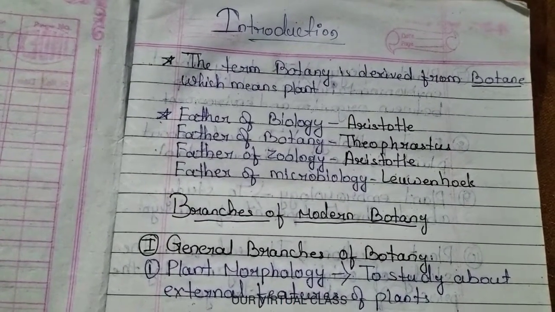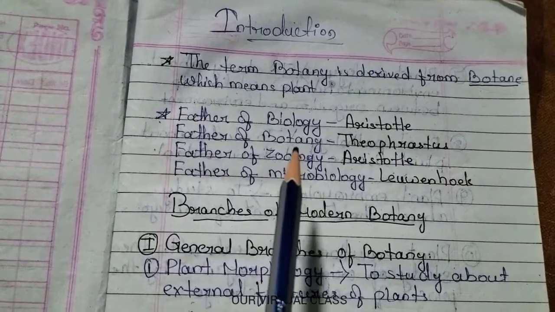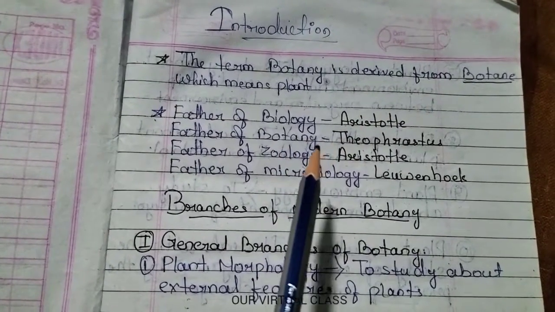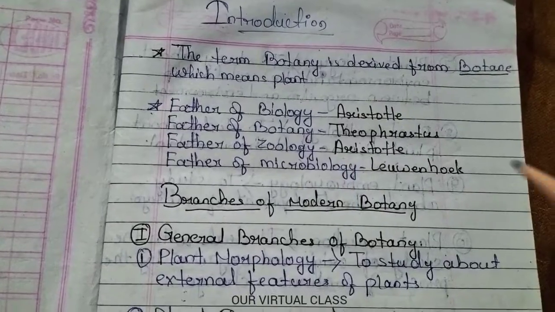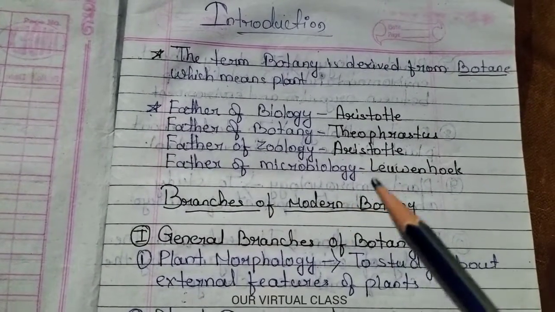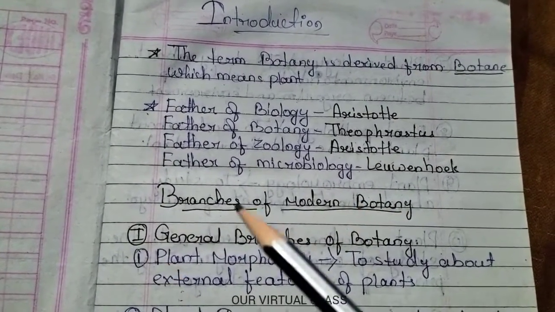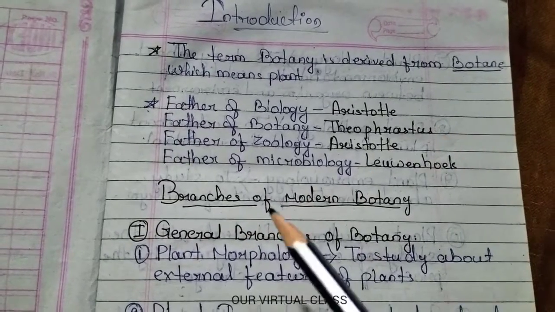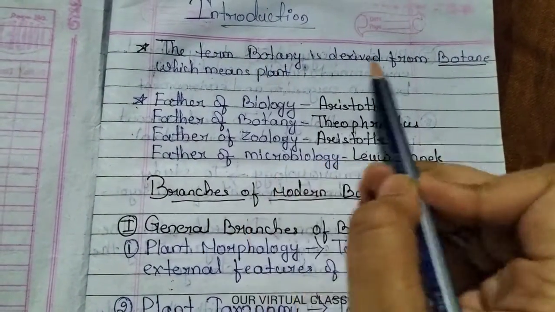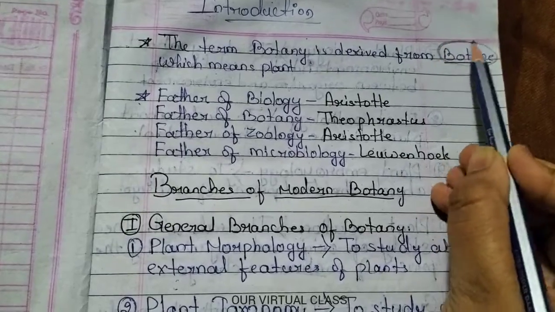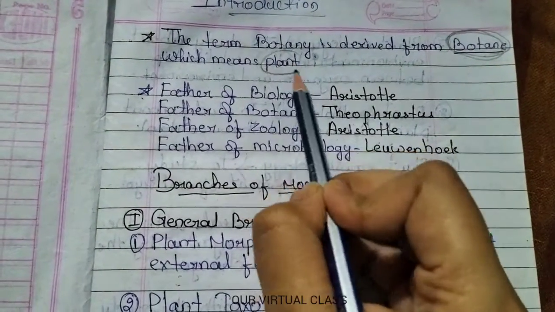Anyway, we will start first with the introduction part of botany. Here we will study the basic terminology of botany and the branches of botany, and which study of botany is called what. First, the word botany is derived from the word botane. What does botany mean? Botany means plant.